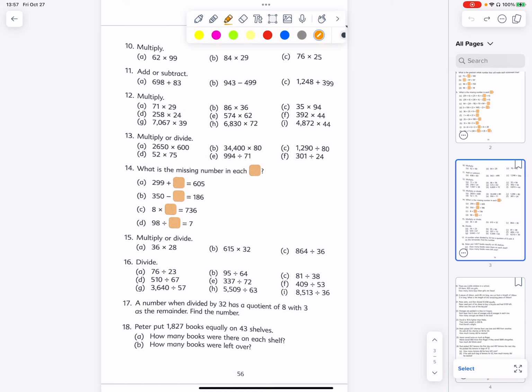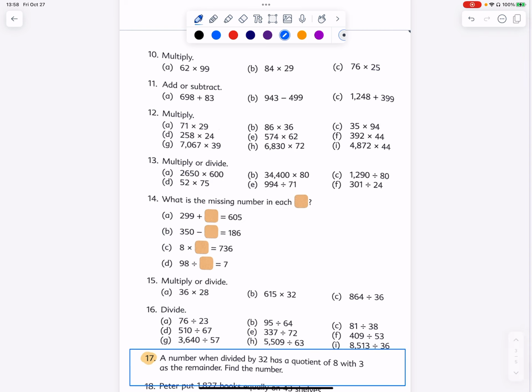I'm on page 56, and I would like to start with problem number 17. Let me put a box over it. I hope I can put a nice box over it so we can focus on this problem. Very nice box. I'm very happy about my box. I like how it all came out.